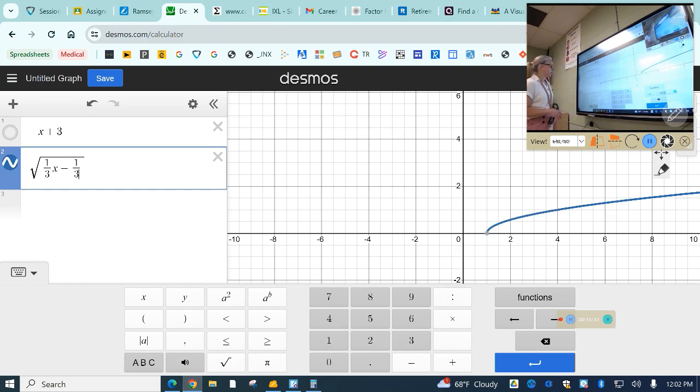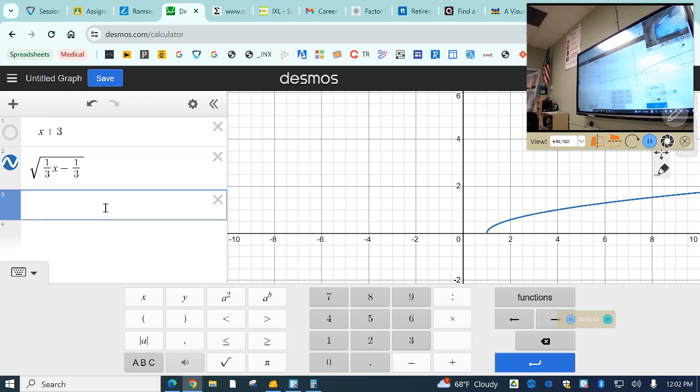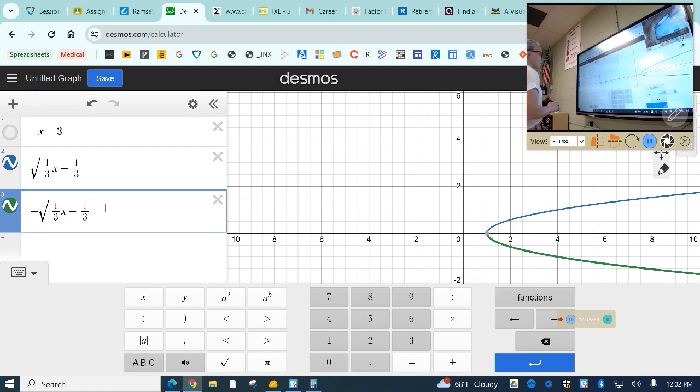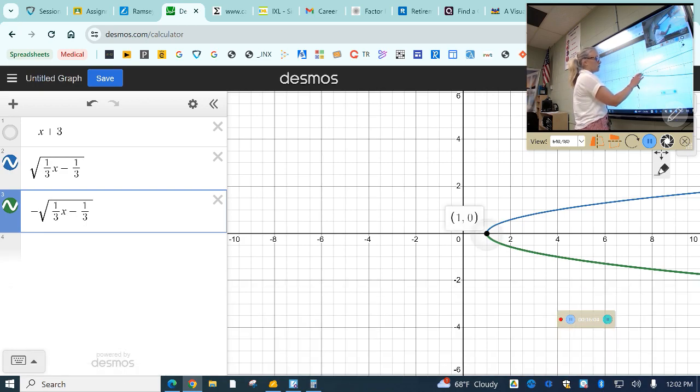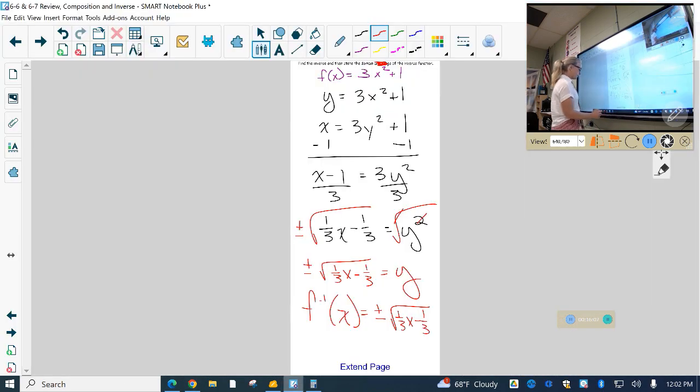So you can see it pop up. And then if you want to, you can just select that entire thing, copy it, paste it down here, and put a negative in front so that you have the positive and the negative. And there's the negative. Okay, so the domain is going to start at, looks like, 1 and go to positive infinity. So we'd say domain is x such that x is greater than or equal to 1.